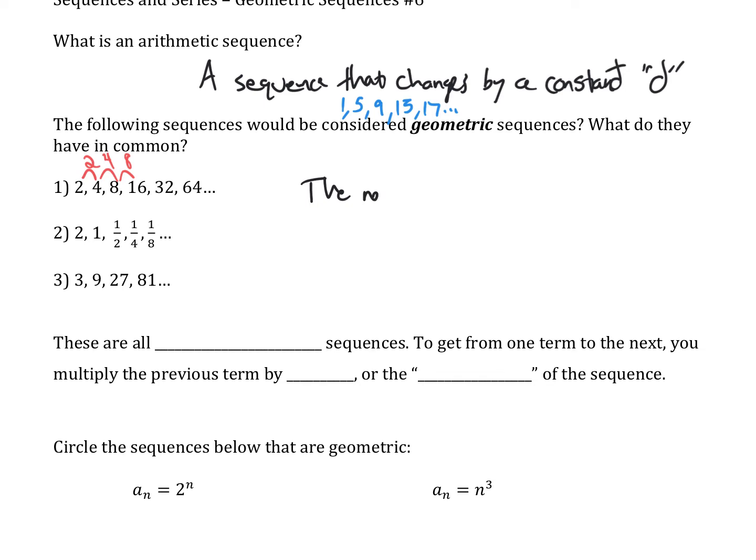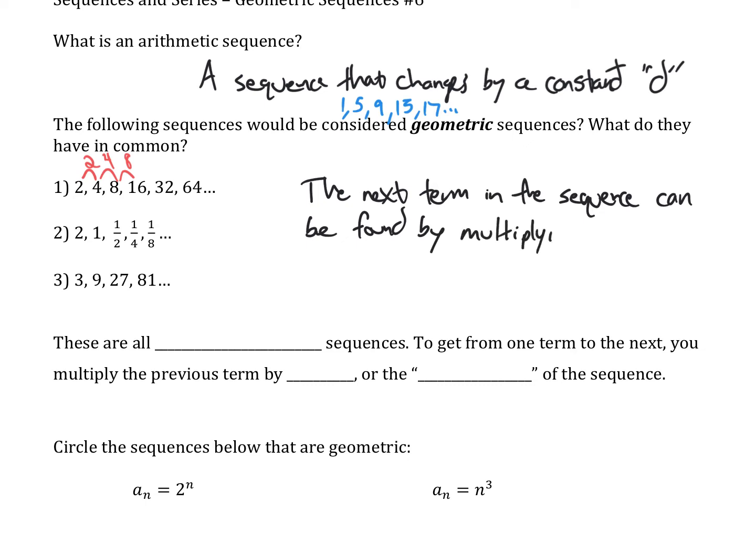So if I want to think about this in general, I might say that in these sequences, the next term in the sequence can be found by multiplying, not adding like we did before, the previous term by the same constant each time. Let's just call that constant r.